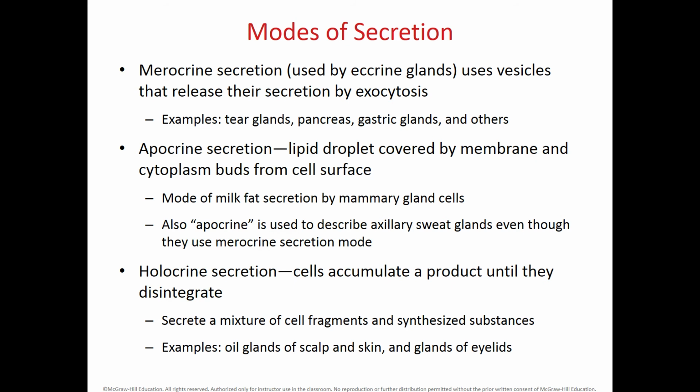Now, in the case of holocrine secretion, the cells will accumulate the product until the cells cannot hold this volume of product anymore and they burst. So examples of glands that undergo this holocrine secretion are the oil glands from our scalp, the skin, and the glands of our eyelids.